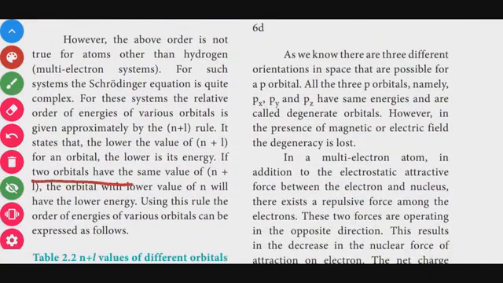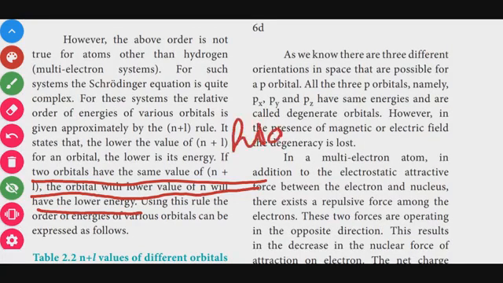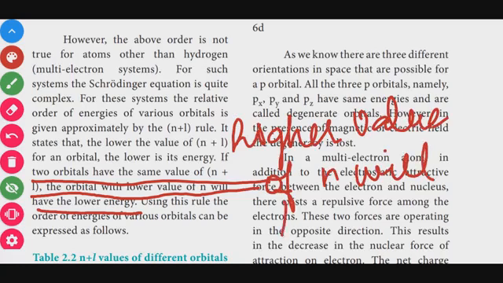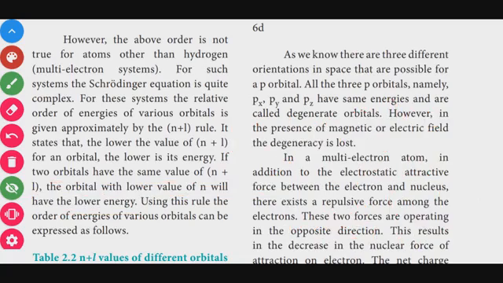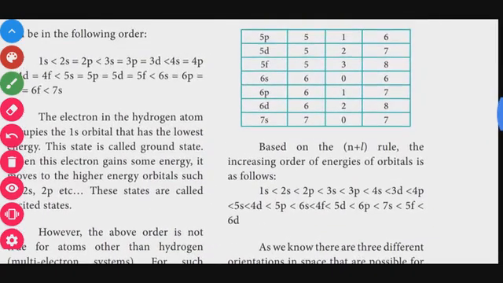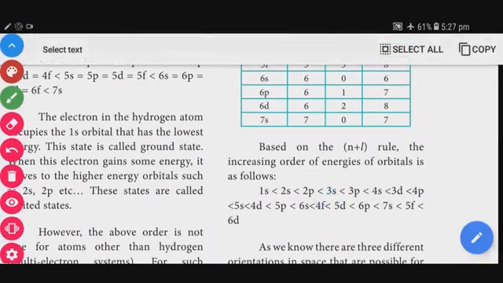If two orbitals have the same value of n plus l, the orbital with the lower n value will have lower energy. Obviously, a higher value of n will have higher energy. So finding the n plus l value is a tricky question, but it can be asked for 1 mark. Up to here is your 3 mark question; you can write this here, but it is complicated, so write carefully.